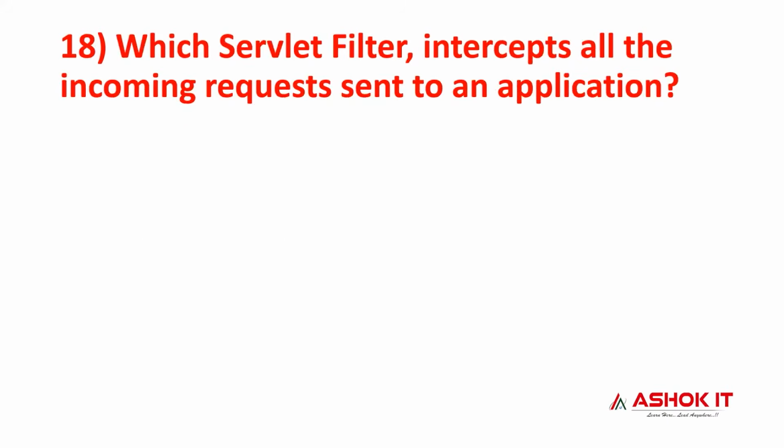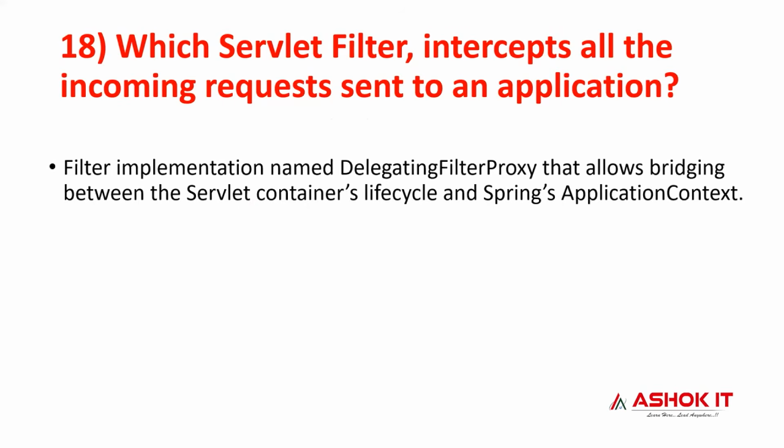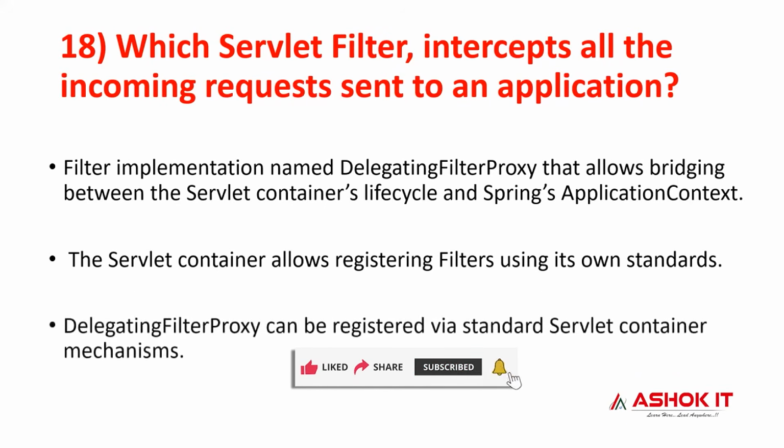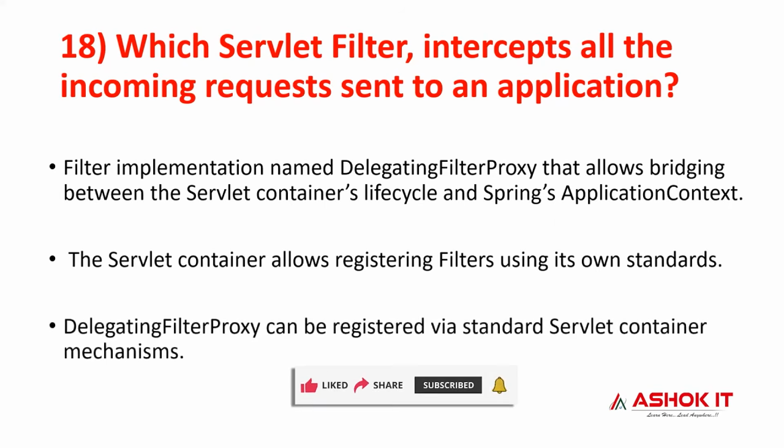A servlet filter intercepts all the incoming requests sent to an application. Here we have a predefined filter, the delegating filter proxy. It sits between our application container and the end customer request. Every request will pass through this filter. The servlet container allows us to register the filter using its own standard mechanism, by using web.xml. We can define a filter tag and write it there.